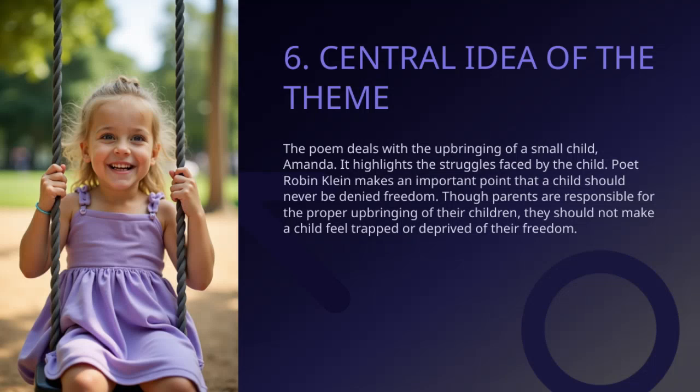In this slide, we're focusing on the central idea of the poem's theme. The poem explores the upbringing of a young girl named Amanda, and it highlights the struggles she faces as she tries to find her identity. Robin Klein, the poet, emphasizes an important point. Children should never be denied their freedom.